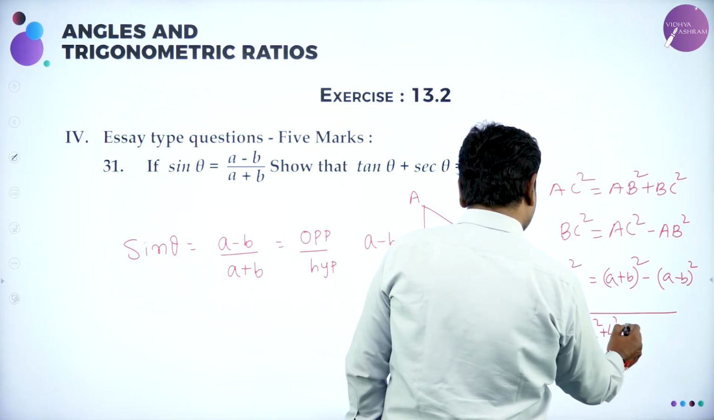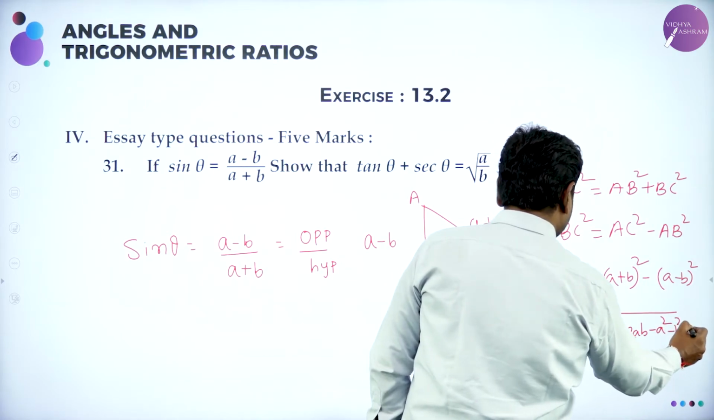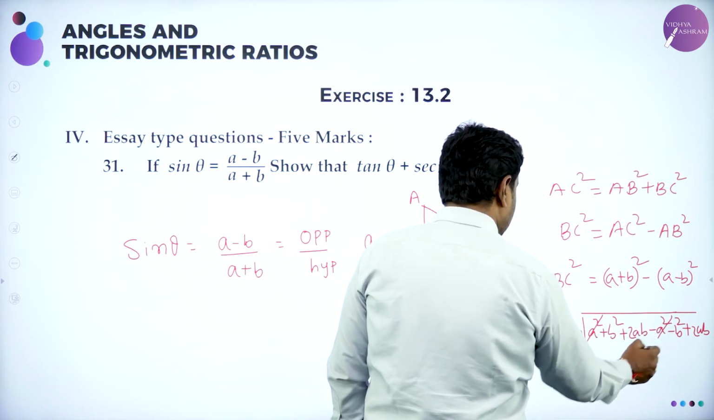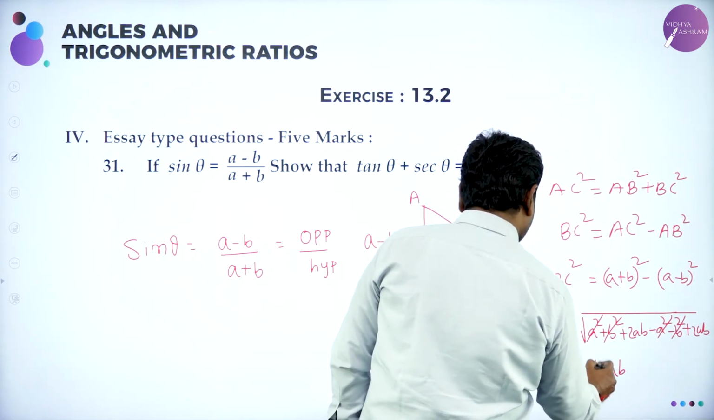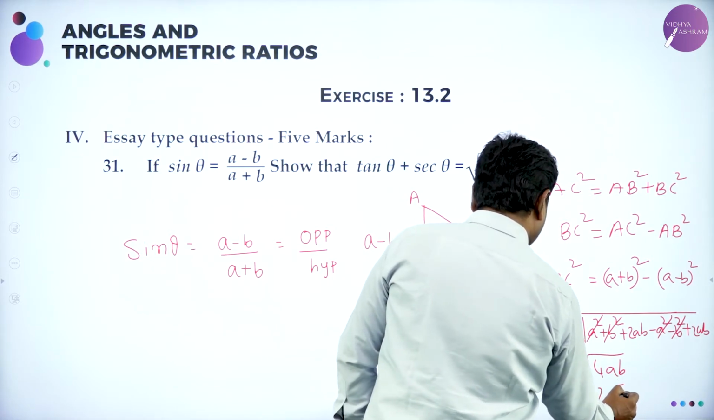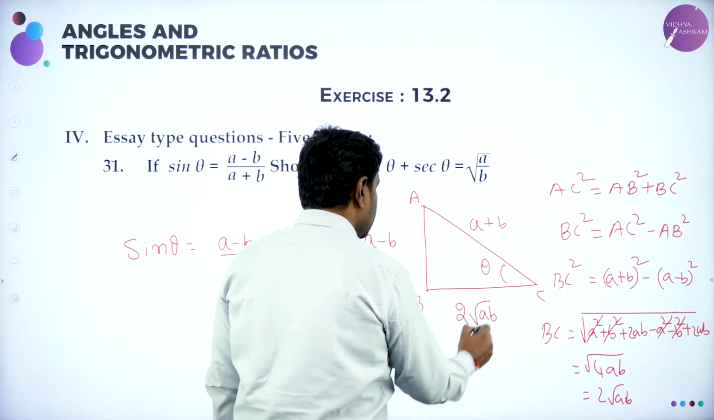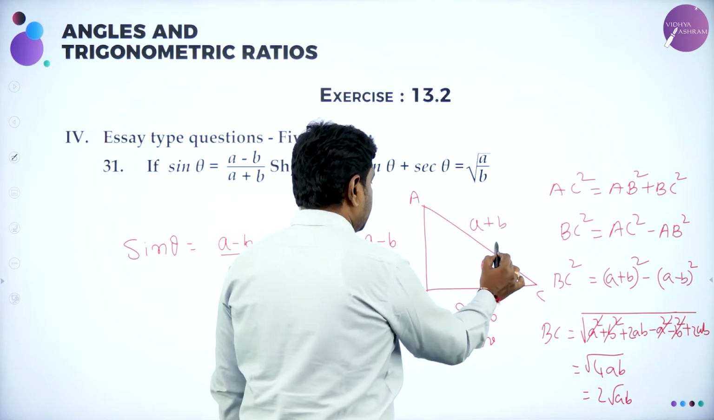And BC becomes root of, if you expand this, a plus b the whole square, a square plus b square plus 2ab, and minus, if you expand, a square plus b square minus 2ab. So now a square plus a square, b square minus b square cancels, you'll get 4ab under root. So that is 2 root ab. You got the adjacent side also. This is base and this is opposite and this is hypotenuse.